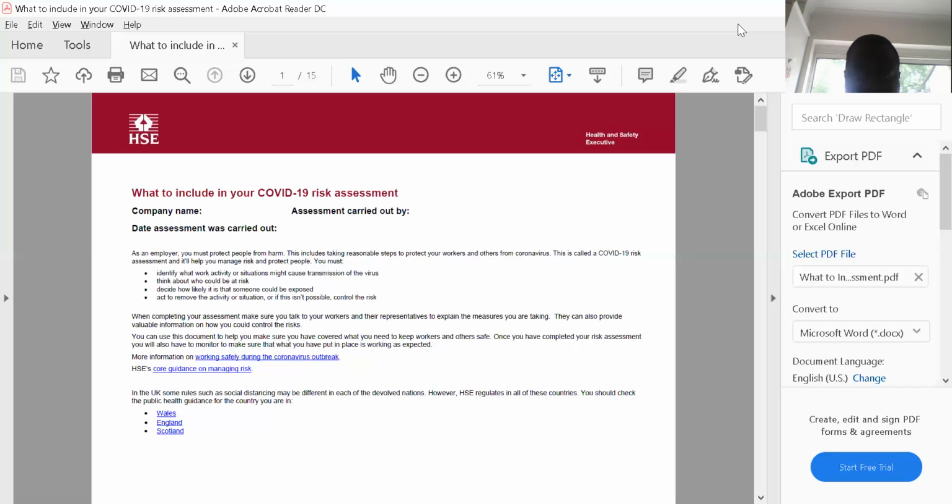So the third one, which is after think about who could be at risk, is how likely is it that someone could be exposed? So item number 3. And then number 4, the fourth of them all, act to remove the activity or situation, and if this is not possible, control the risk.